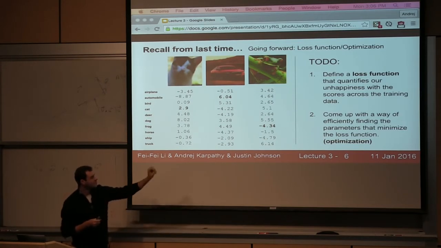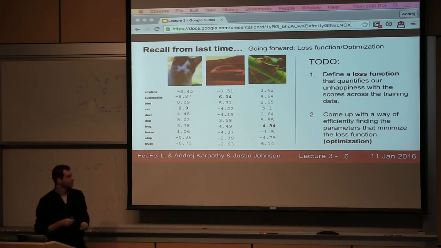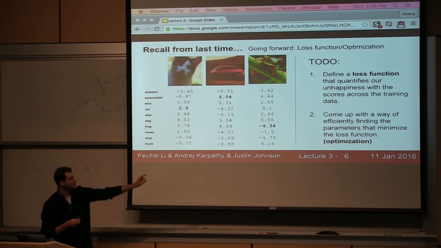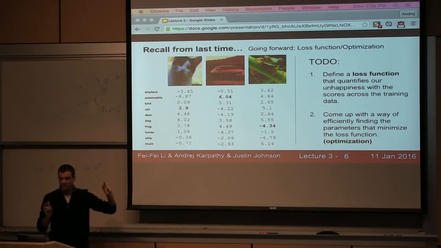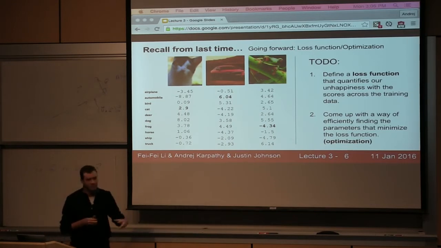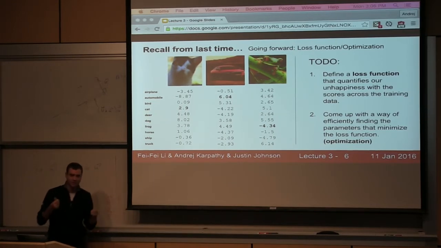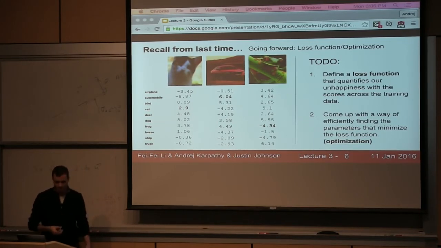So we're going to look specifically into how we can define a loss function that measures this unhappiness. And then we're actually going to look at 2 different cases, a SVM cost and a softmax cost, or a cross-entropy cost. And then we're going to look into the process of optimization, which is how do you start off with these random weights, and how do you actually find a very, very good setting of weights efficiently.